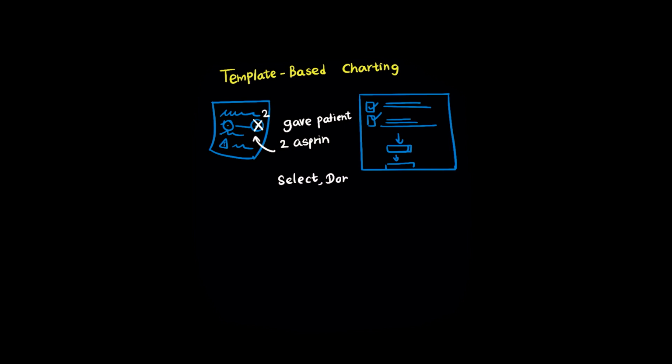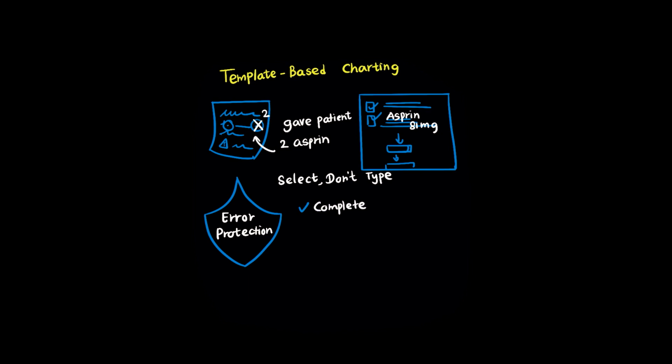Consider medication documentation. Instead of typing "gave patient 2 aspirin tablets," where errors in spelling, dosage, and medication name could occur, the template presents drop-down menus. Select medication from a list, choose standardized dosages, pick validated routes. You literally cannot misspell aspirin if you're selecting it from a list. You can't accidentally type 200 milligrams when only approved dosages appear.